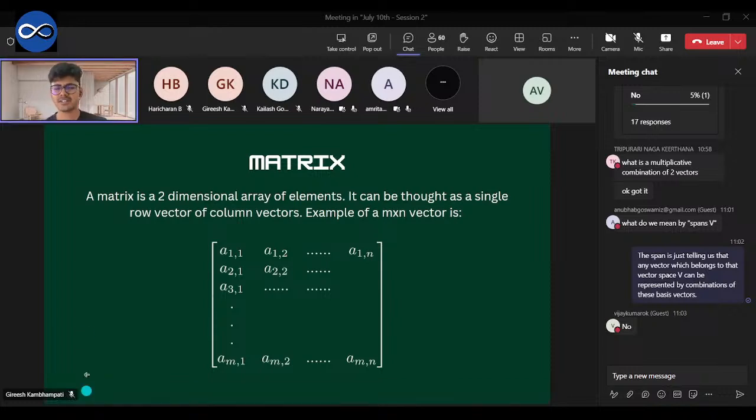Matrix. Well, there is a textbook definition of matrix in front of you: a matrix is a two-dimensional array of elements. But as an author, if I had to define matrix in my mathematics textbook, I would call it a vector of vectors, or rather a row vector of column vectors.